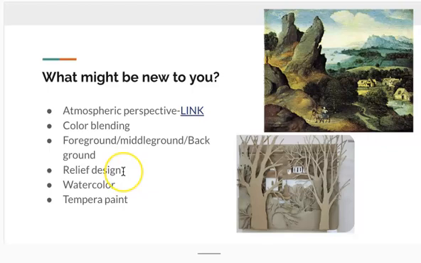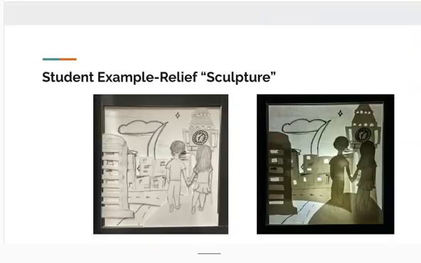You may decide to do this as a relief design. We'll talk about that shortly. Watercolor, or at least advanced uses of watercolor, might be new to you, and tempera paint will also be a media that is allowed. The relief sculpture will be more of a relief coming out from the background, and this can help create this sense of space. This is an example of a previous student project where they created almost a light box and put a light behind it. So you could do something similar.